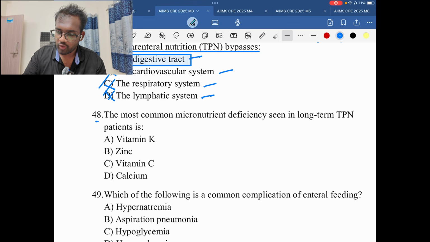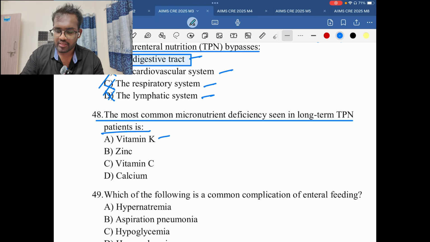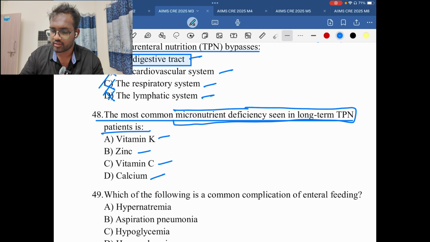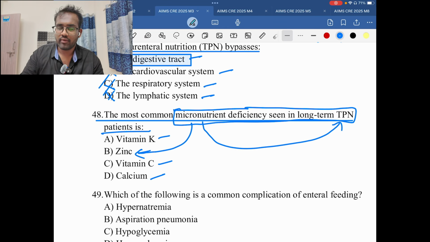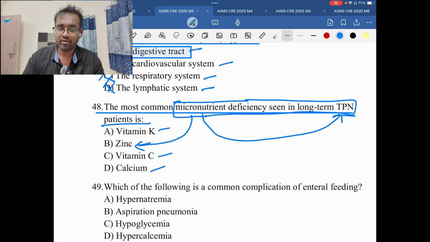Question number 48. The most common micronutrient deficiency seen in long-term TPN patients is vitamin K deficiency, zinc deficiency, vitamin C, calcium. So always remember, if they have mentioned micronutrient deficiency in the long term of TPN, total parenteral nutrition, there will always be deficiency of zinc. Always remember, you need to correlate micronutrient deficiency with the presence of TPN. If the micronutrient and TPN come together, then there will be zinc deficiency because it needs to be absorbed from the gut. If the gut is not functioning, the zinc will not be absorbed and there will be deficiency of zinc.